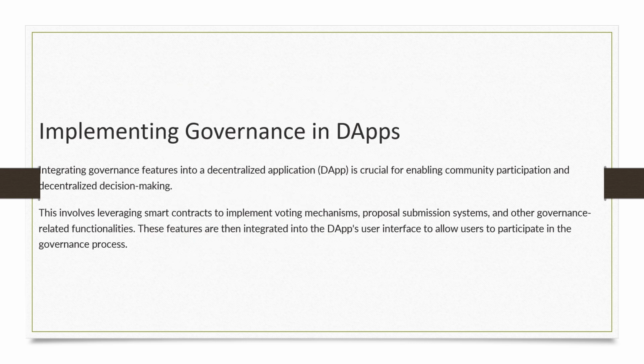Implementing governance features into a decentralized application is crucial for enabling community participation in decentralized decision making. This involves leveraging smart contracts to implement voting mechanisms, proposal submission systems, and other governance related functionalities. These features are then integrated into the DApp's user interface, allowing users to participate in the governance process. The example code we will be looking at demonstrates how a simple DApp frontend can be built to integrate the governance smart contracts.